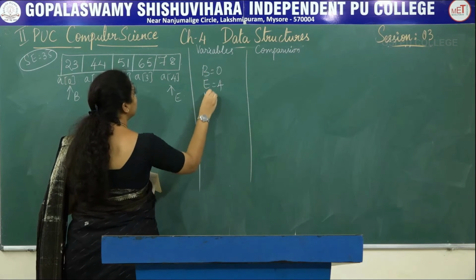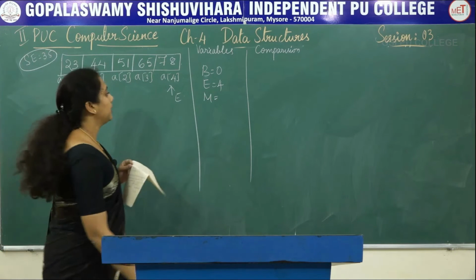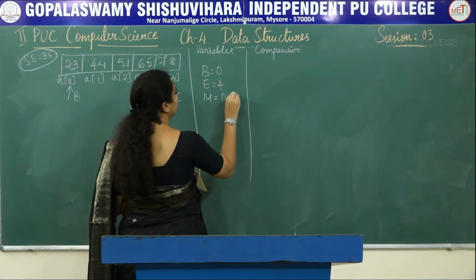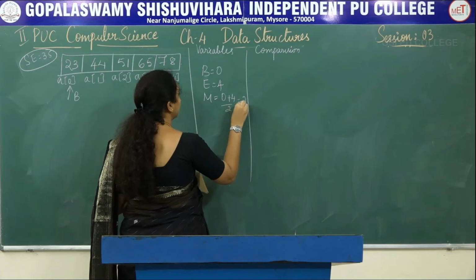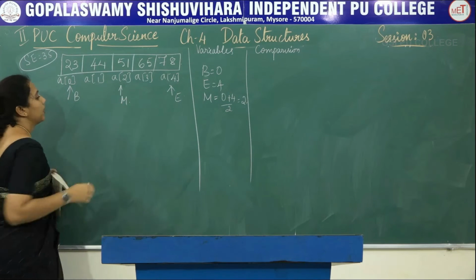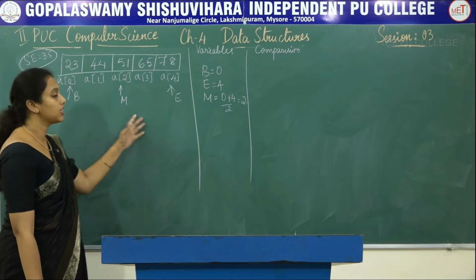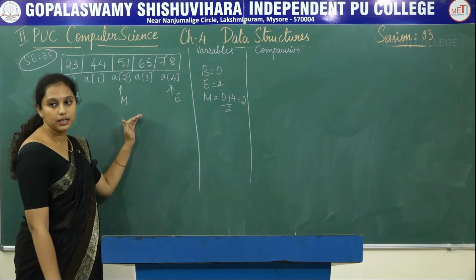We have to find out the middle element, right? So how to find the middle element? Beginning plus end by 2. (0 plus 4) by 2 is 2. So our middle element is 2. First what do we have to do? The first condition, we have to check the search element with the middle element.